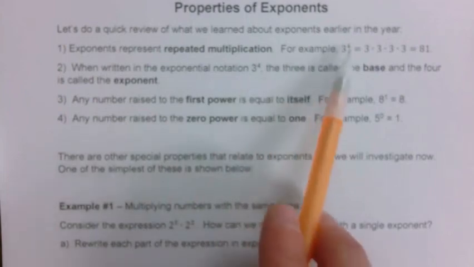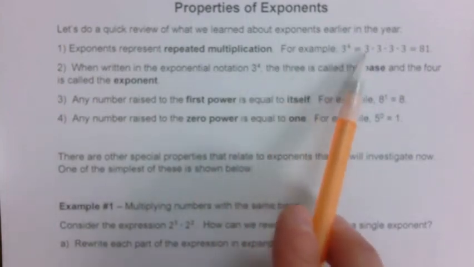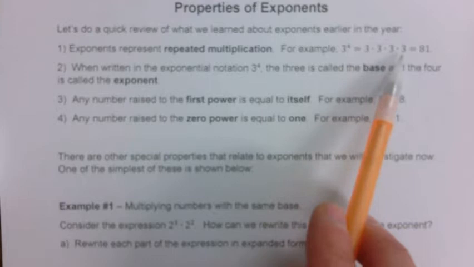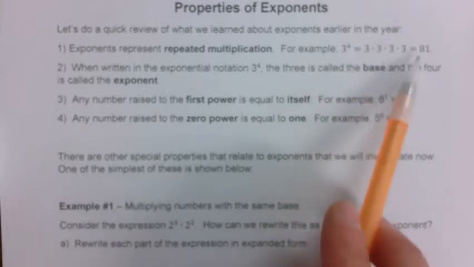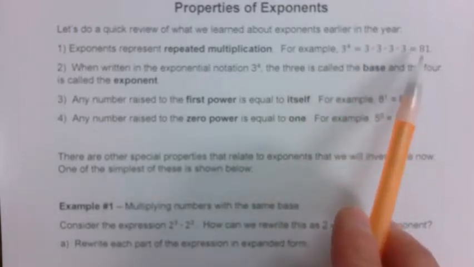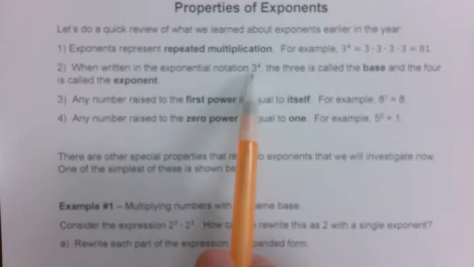If I have 3 raised to the fourth power, then that's the same as 3 times 3 times 3 times 3. And if you evaluate that product, you would end up with 81. This is the exponential form, this is the expanded form, and this is the evaluated form. When written in exponential notation, 3 to the fourth power, the 3 right here is called the base, and the 4 is, of course, the exponent.